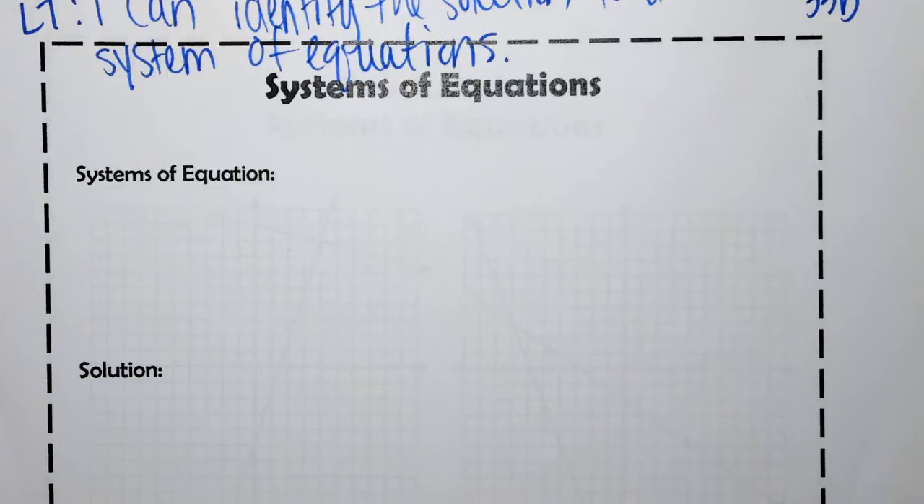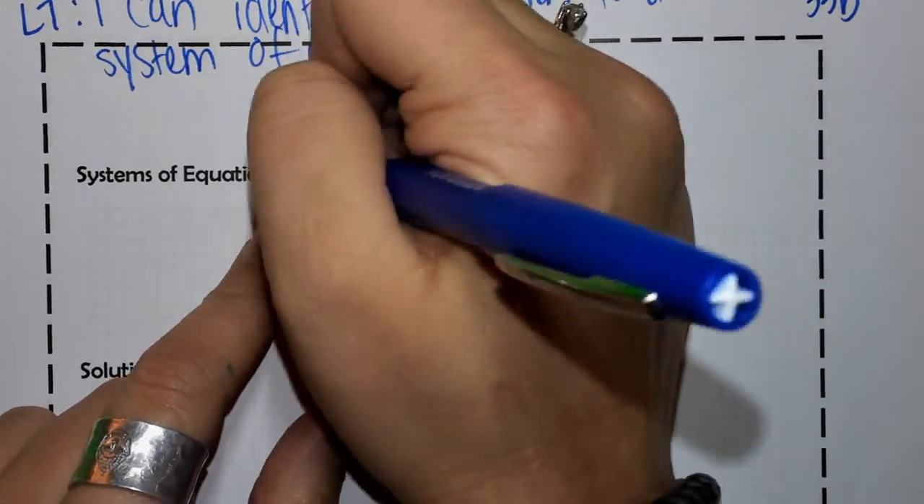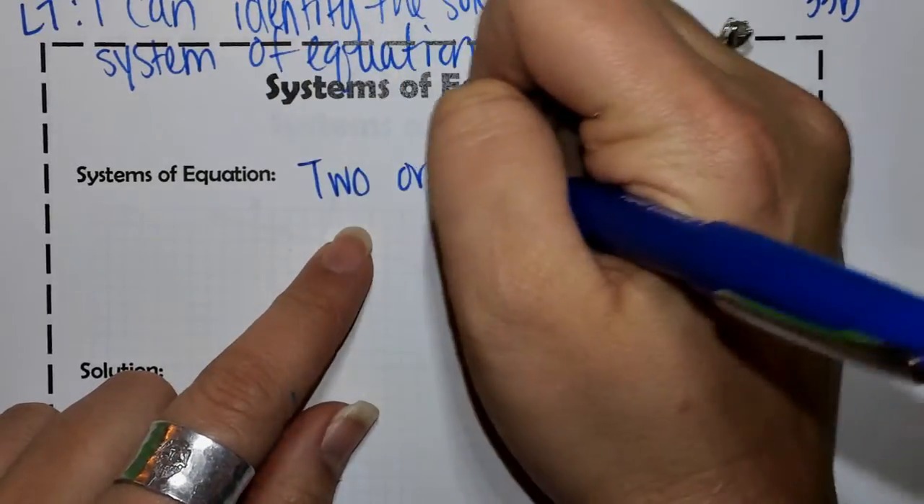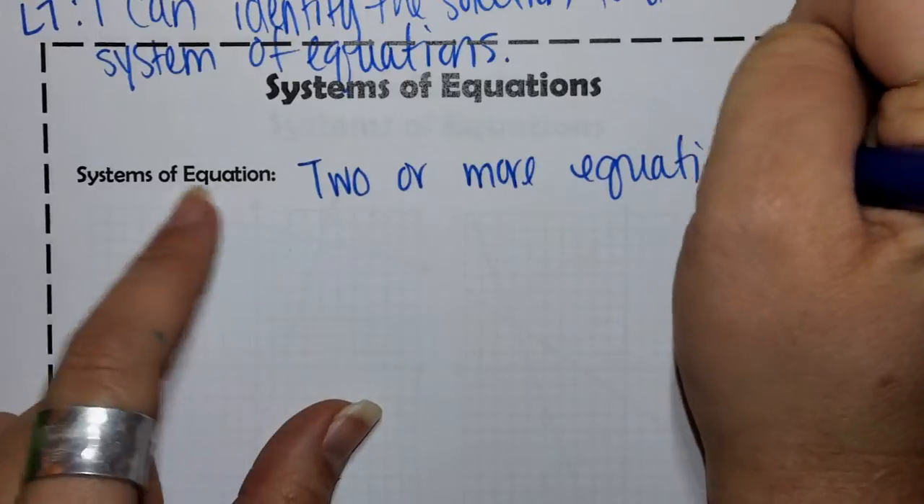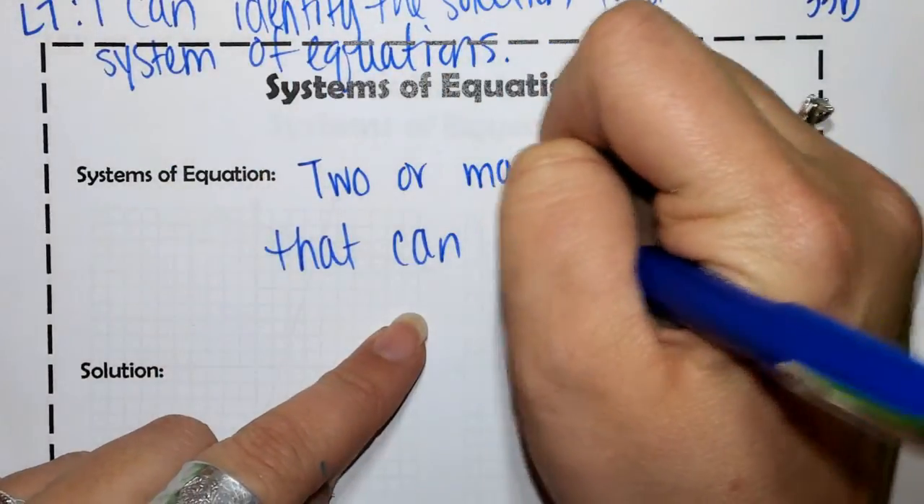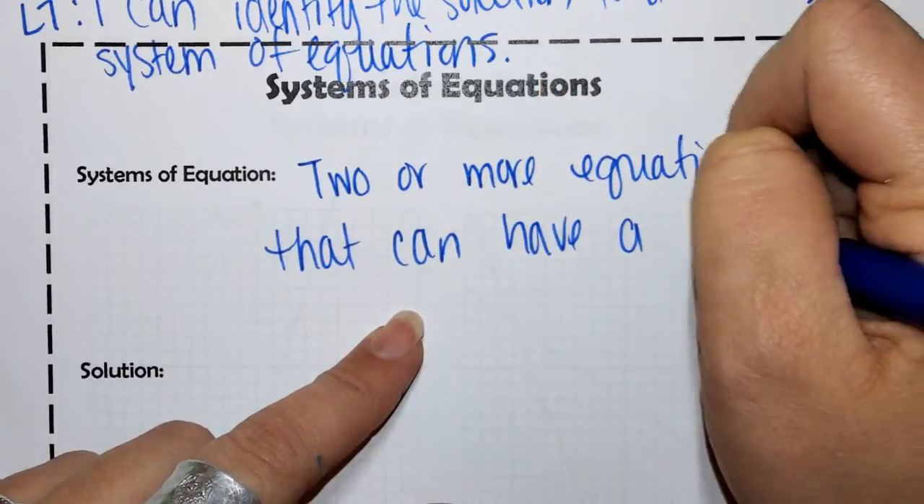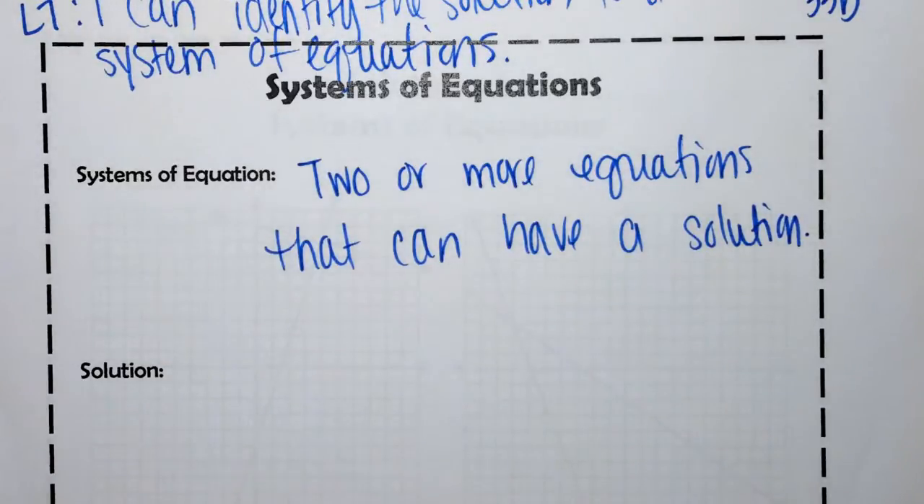So we are going to define systems of equations. All right, so a system is two or more equations that can have a solution. And we'll only be starting with 2, not 3.